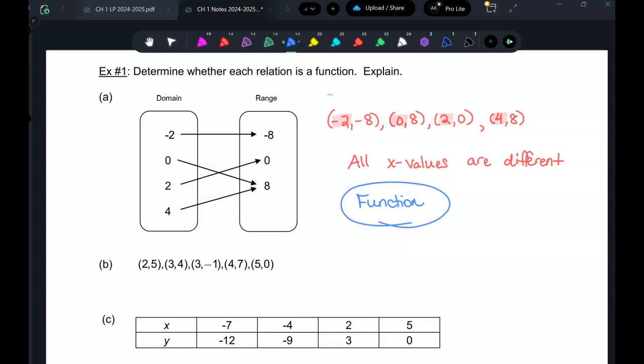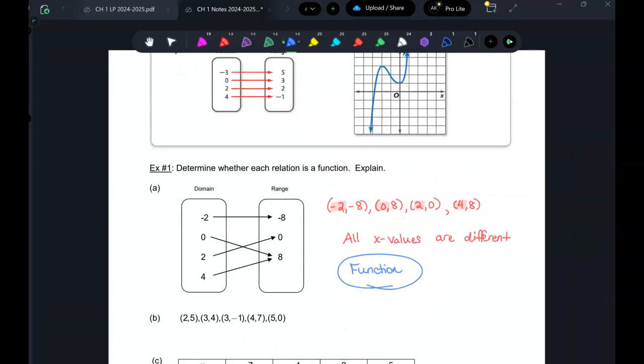Okay, that's the key. What we're going to learn is something called the vertical line test. Jack, hold on to that thought until we get to that. Can you just look at the domain and tell if they're the same or not, and then tell if it's a function? Yeah.